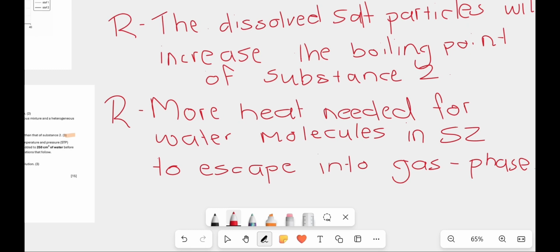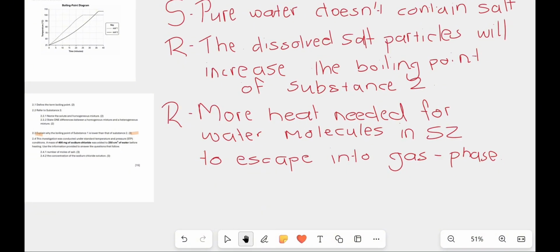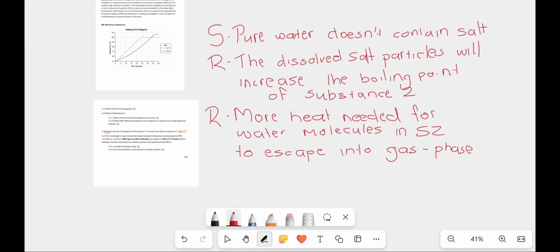Now it's a very long explanation for 3 marks, but the examiner does basically expect you to answer everything fully. Okay, then now we're going to be looking at number 2.4.